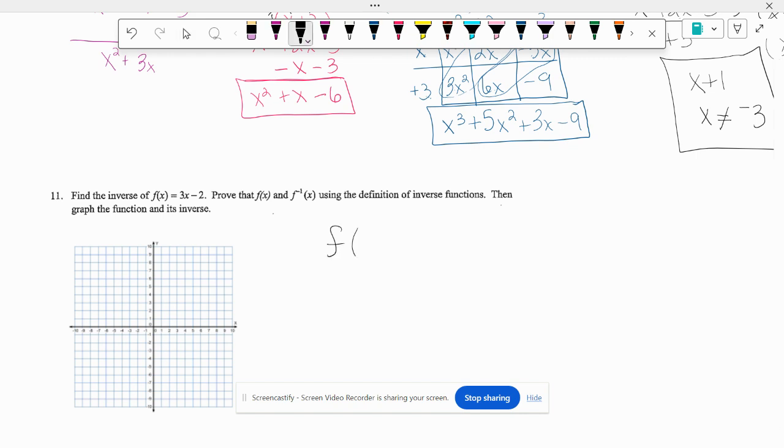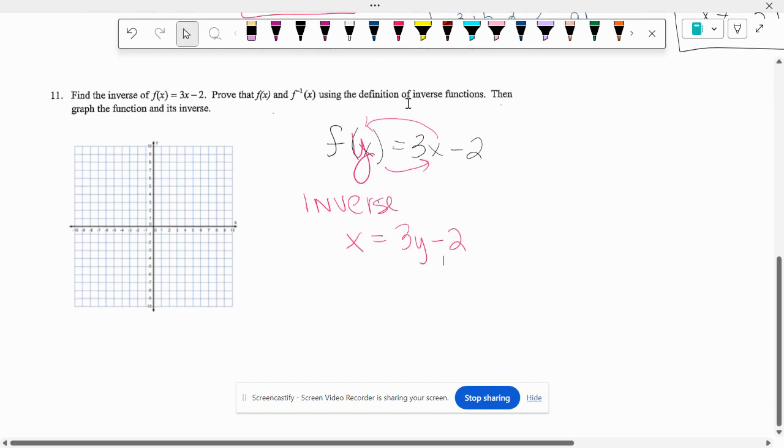Number 11 is about using the inverse function. So if f of x equals 3x minus 2, then the inverse of f of x, well, here's what that looks like. Remember, f of x is the same thing as y. When you're doing the inverse of a function, you actually just trade places with the x and the y. So this really says x equals 3y minus 2. And then you have to solve for y.